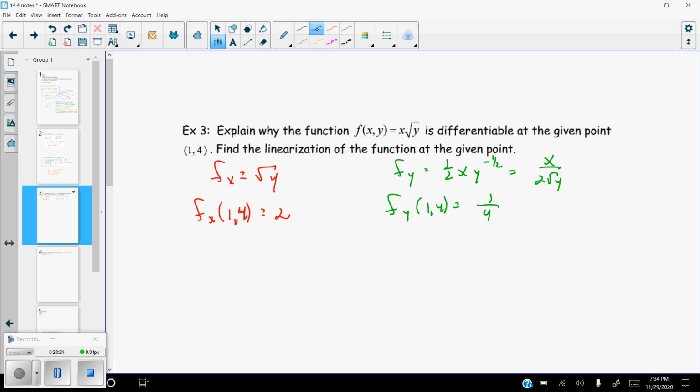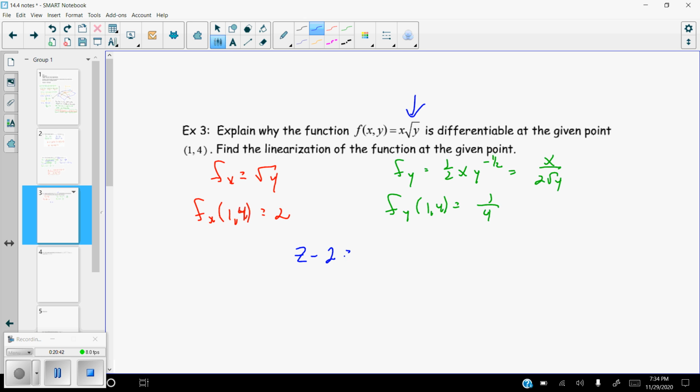Well, in this case, we're going to add over the z value. It's exactly the same thing. So z minus, now in this case, we actually have to find z. If you plug the 1 and 4 back into the original equation, we will find our z value, which is going to be 1 times the square root of 4, so it's 2.